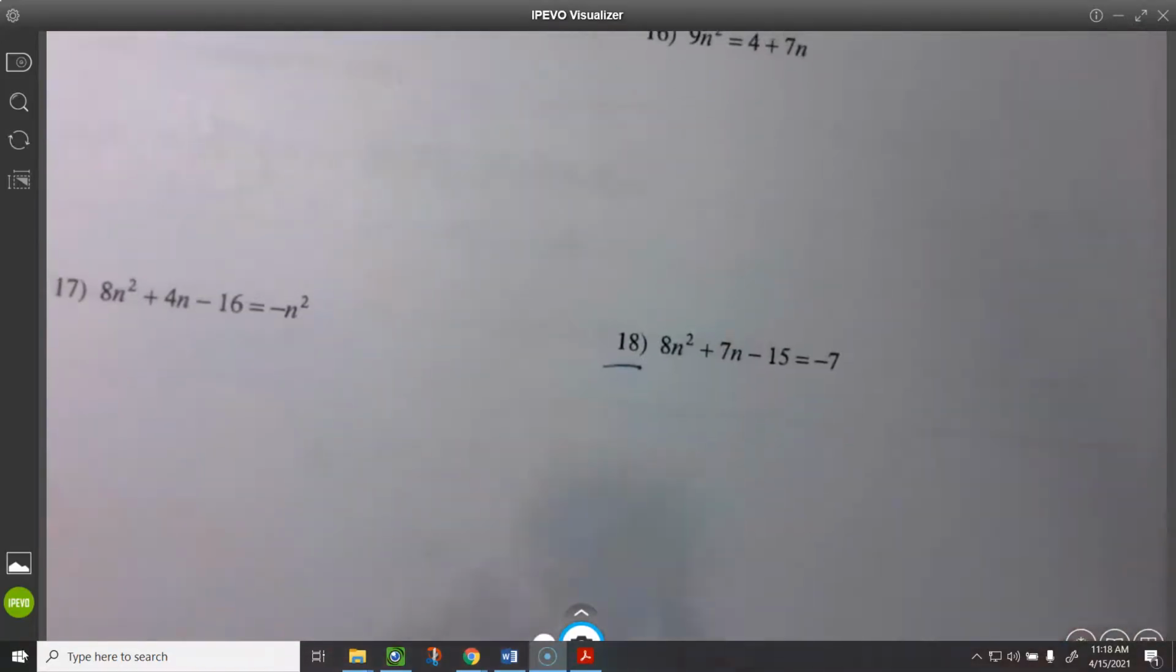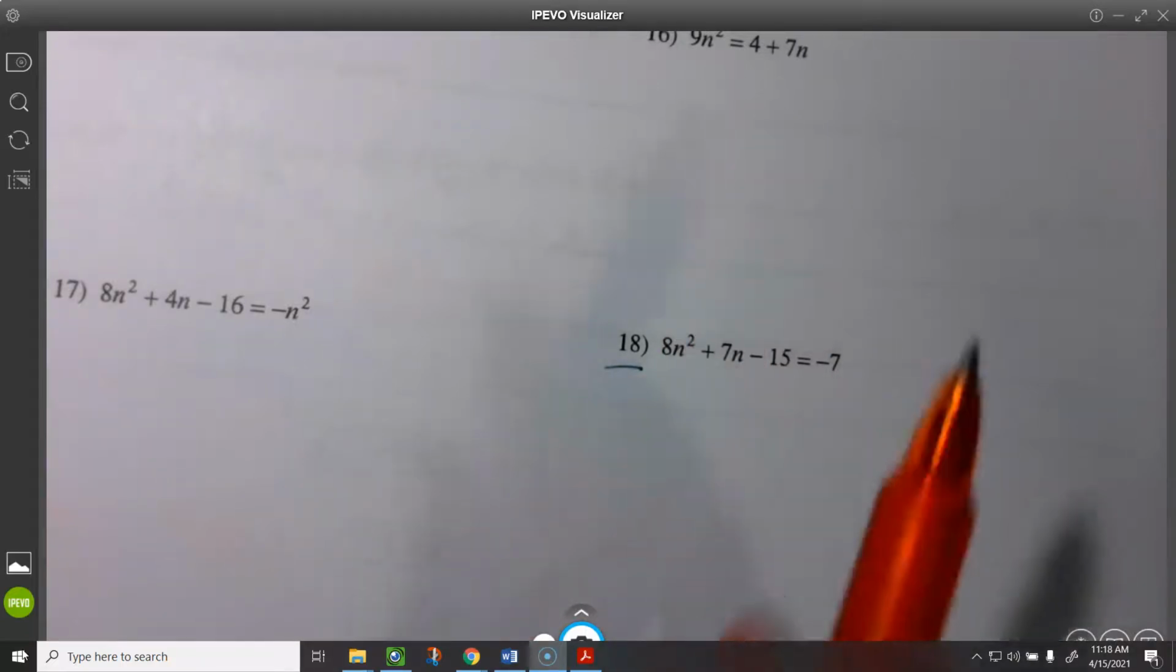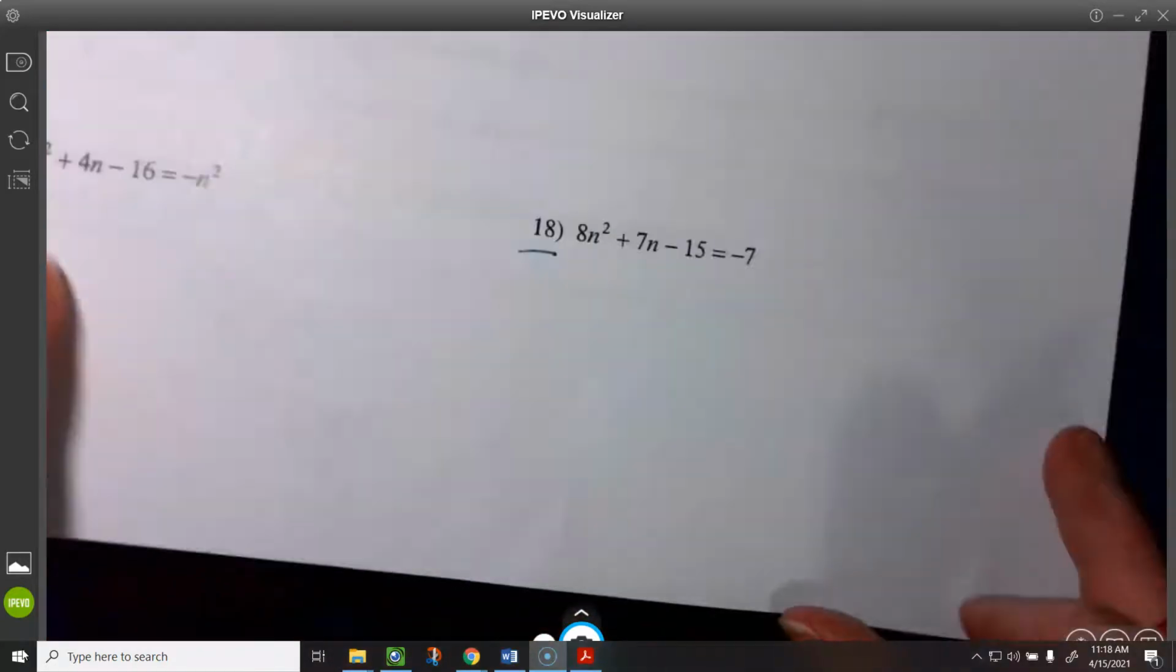The next one I picked was number 18. I could have done 16 or 18. I'm doing even, so obviously you're going to be doing odds for homework, if you haven't already figured that one out. But I want to look at number 15 first.